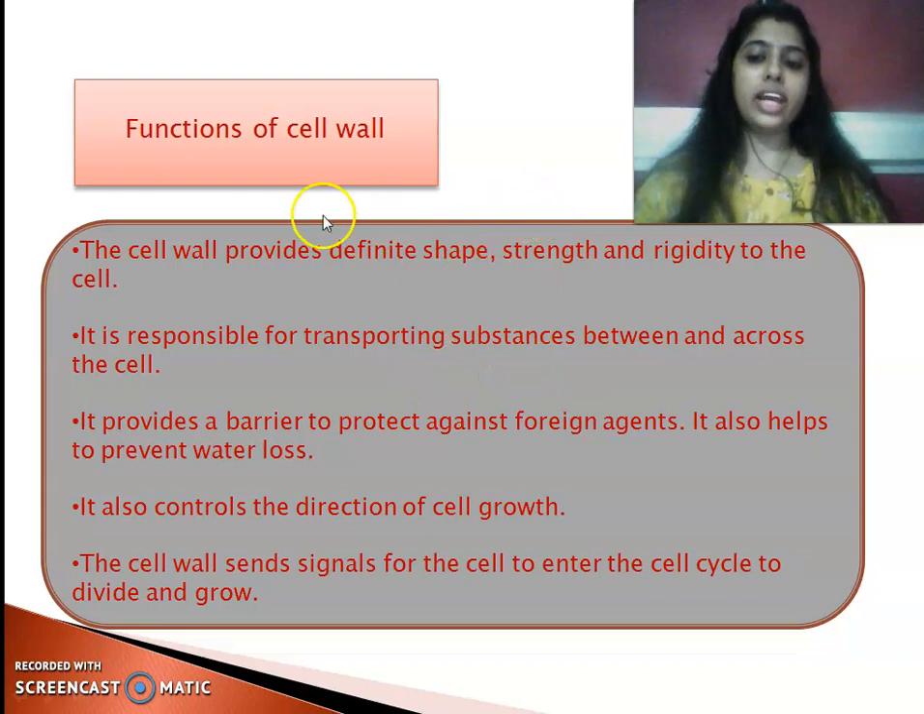Okay, then it provides a barrier, or it protects the cell against any foreign agents or any harmful substances. Also, it helps to prevent water loss, that is, it doesn't allow the water to get lost from the cells. Okay, it also controls the direction of cell growth, and at the end it helps the cell in its growth and development. So this is all about the functions of cell wall.